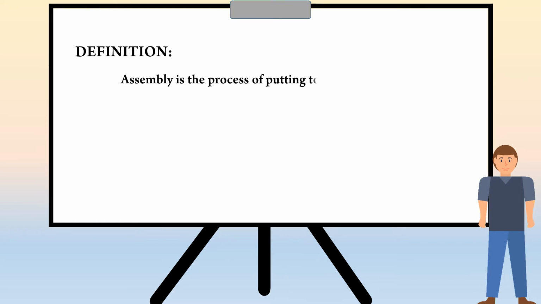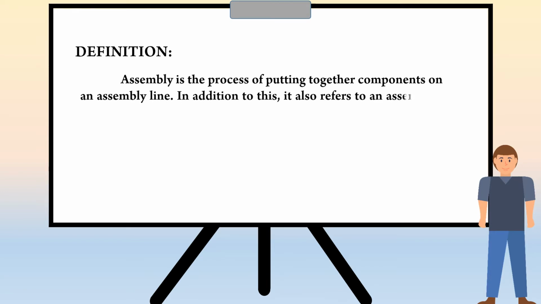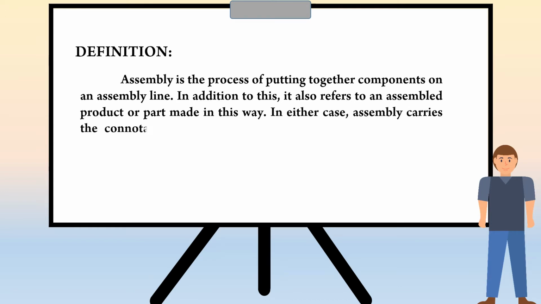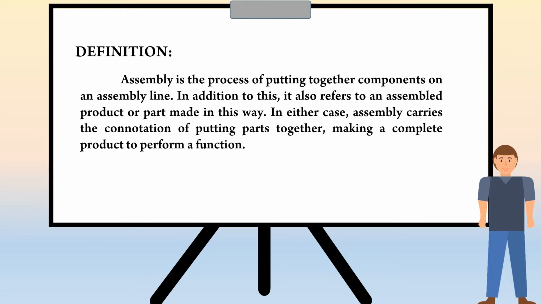First, we are going to discuss the definition of assembly. Assembly is the process of putting together components on an assembly line. In addition to this, it also refers to an assembled product or part made in this way. In either case, assembly carries the connotation of putting parts together, making a complete product to perform a function.